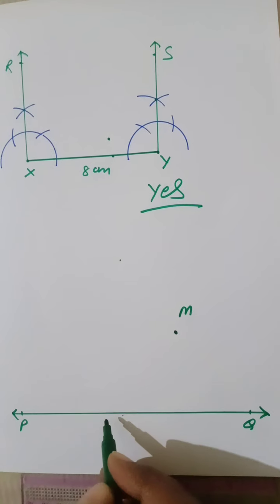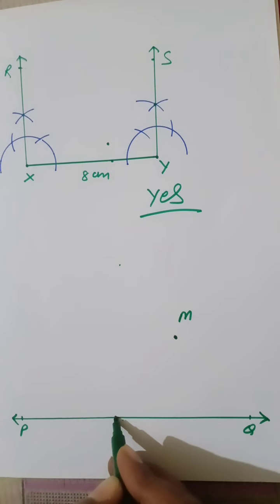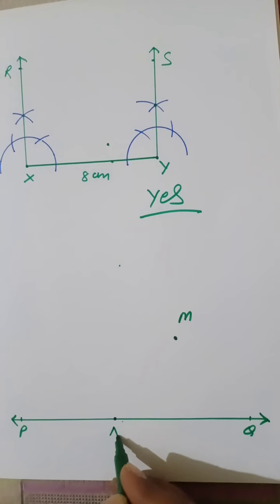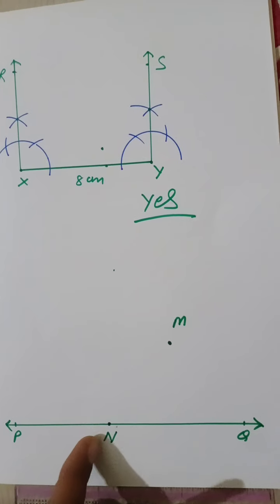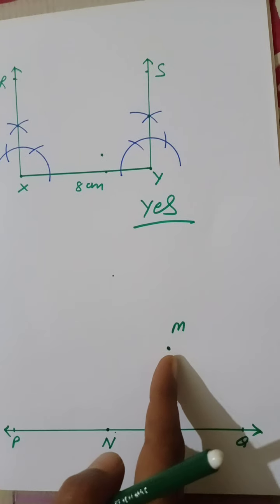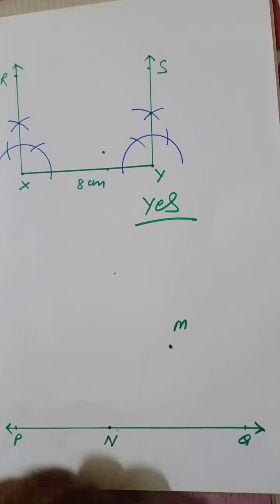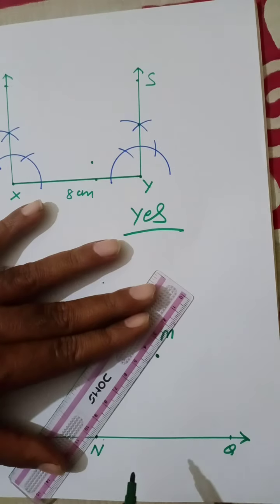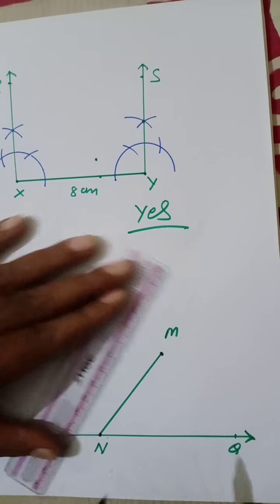Now I will take a point on the line from my side, N. I have taken this point on the line. I have taken this towards the right. I have taken this towards a bit left. Now I will join them. I will tell you why I have taken the points like this. Now I have joined this.